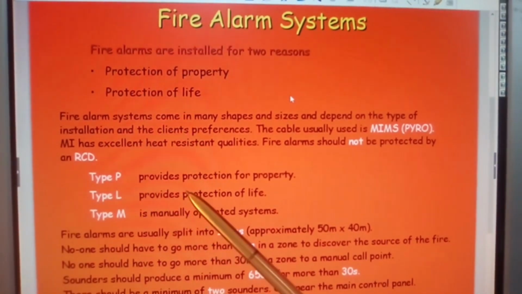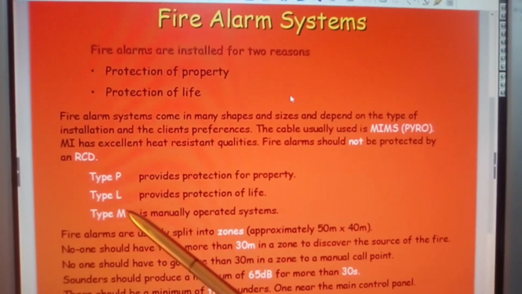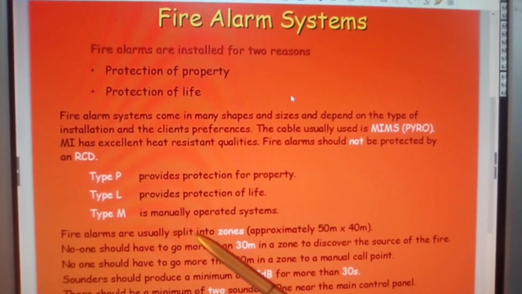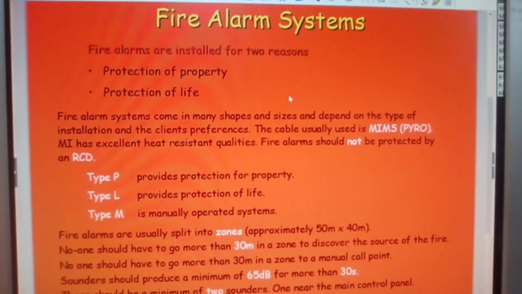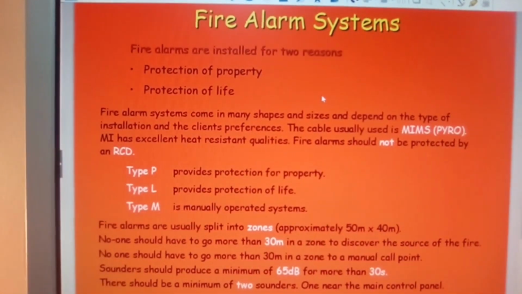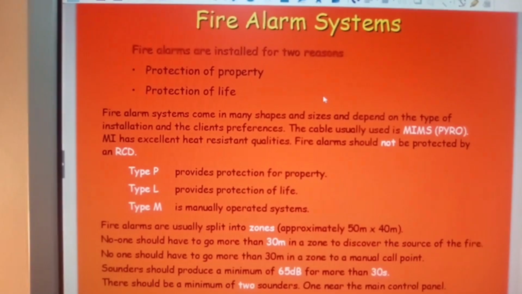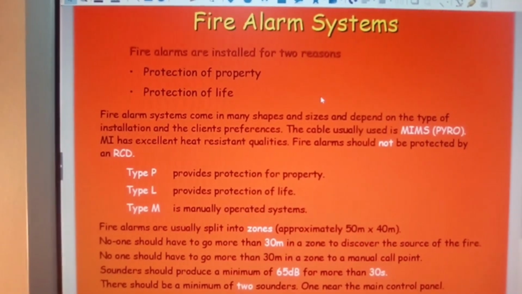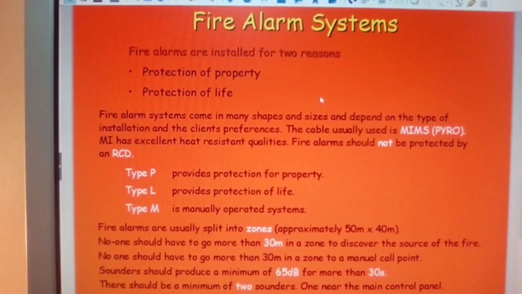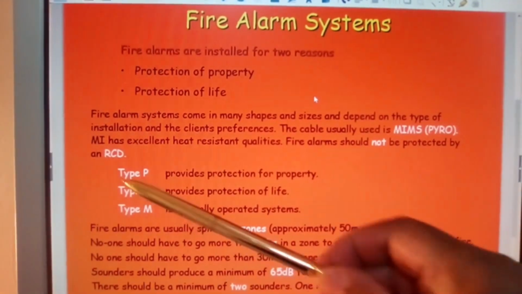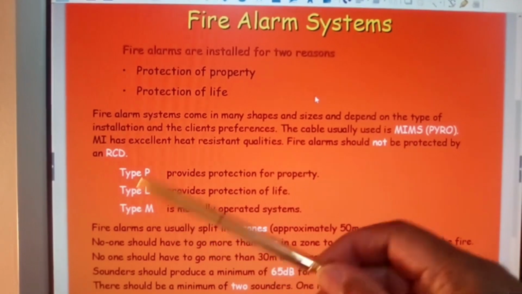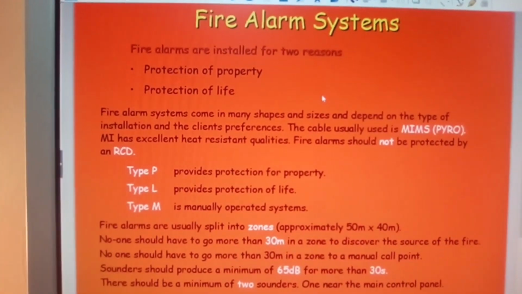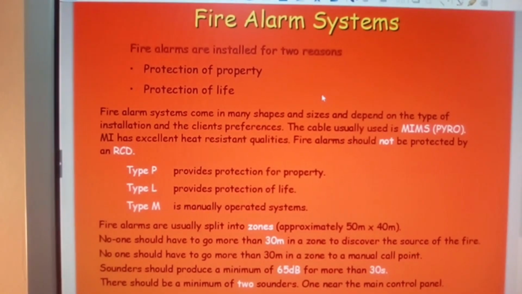Type P provides protection for property. Type L provides protection of life. Type M is manually operated systems. Now, bear in mind that it is very important that you comply with the IEE regulations in regards to fire alarm systems, and you allow for any extension or any new modifications to the types available. It is your responsibility to check at all times.